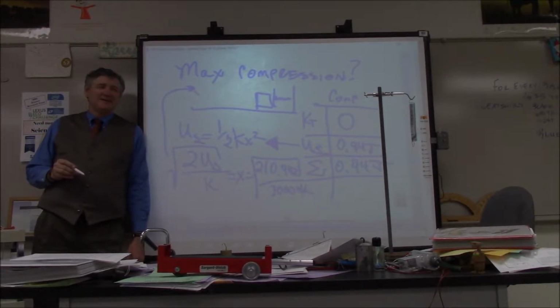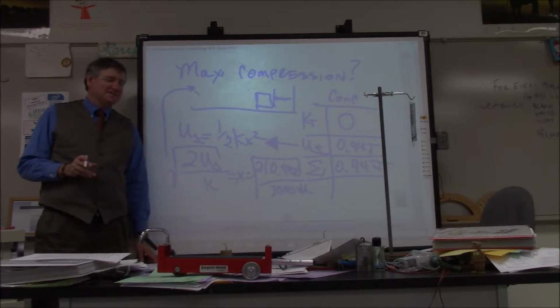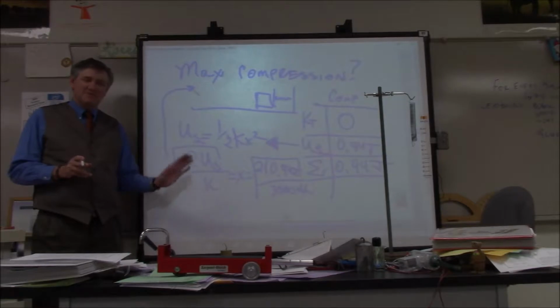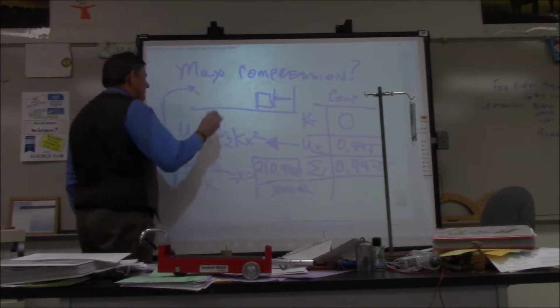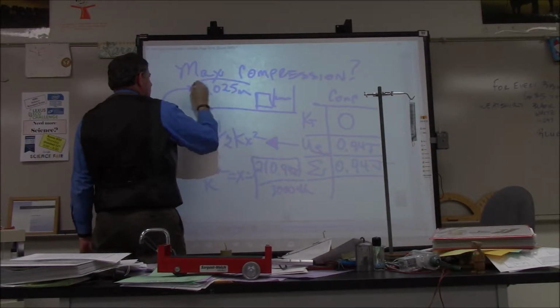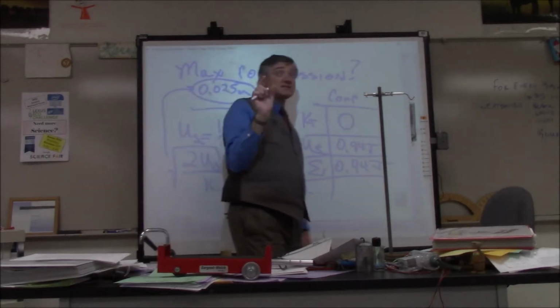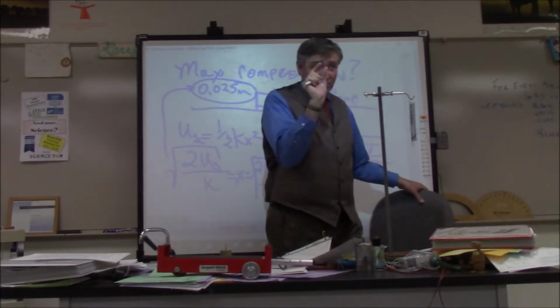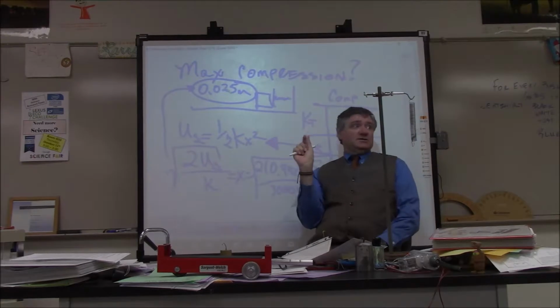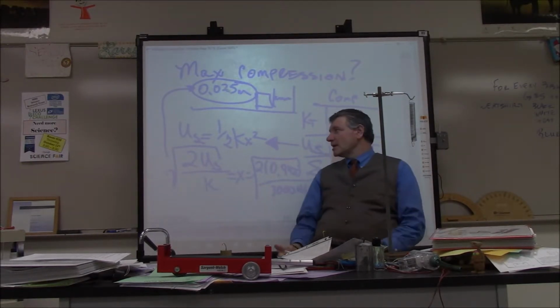Give me a chance, Greg. All right, I'll give you a chance. 0.025 or 0.03, you can call it. No, because 0.03 only has one significant digit. And 0.025, that's two significant digits. So 0.025 still has two. That isn't even that far, okay? You're only talking about 2.5 centimeters, that's about an inch. So you're not compressing the spring very far, even at maximum compression.